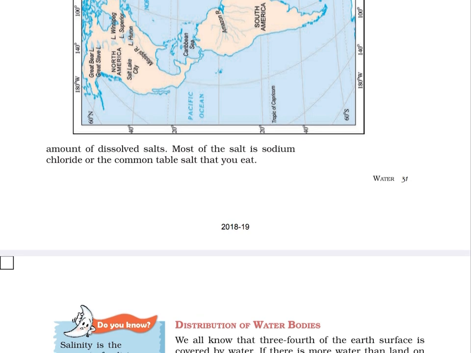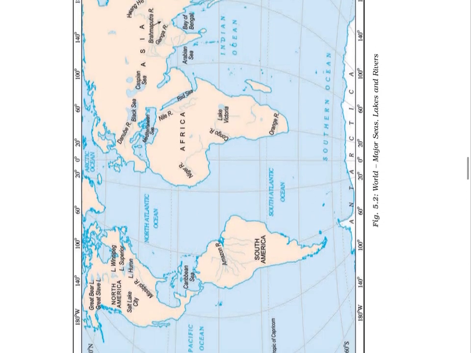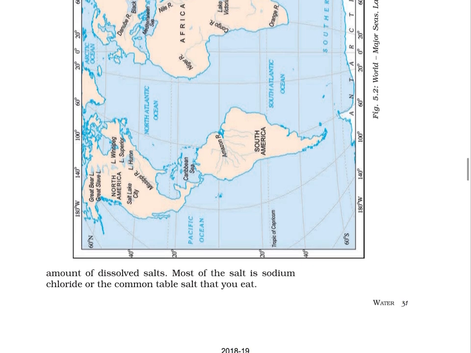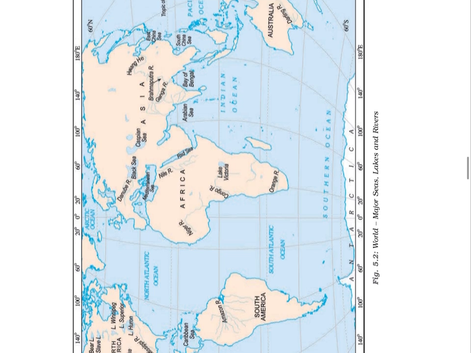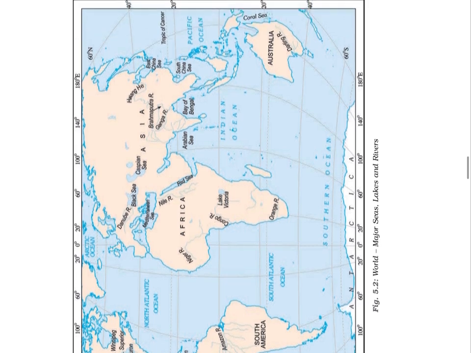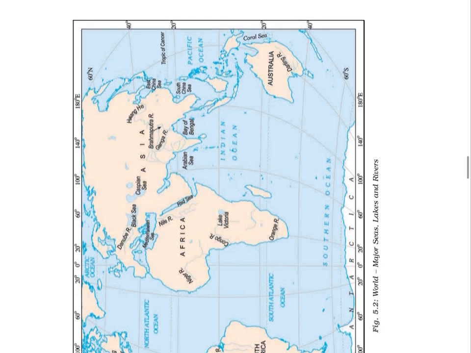Page 31. Most of the salt is sodium chloride or the common table salt that you eat. On this page we have a big picture of the world map titled World Major Seas, Lakes and Rivers. We can see all the 5 continents and the major seas, lakes and rivers shown.